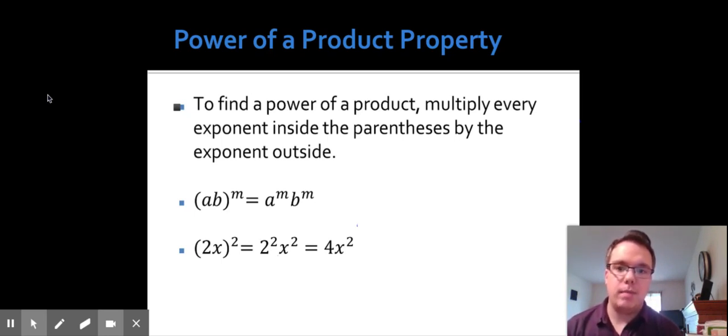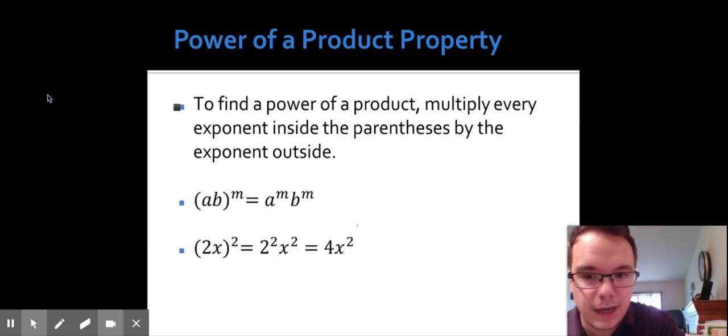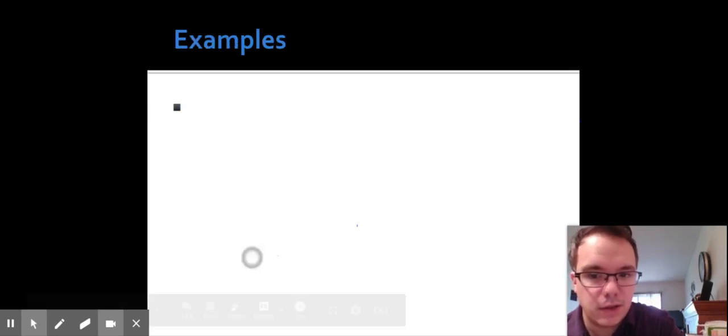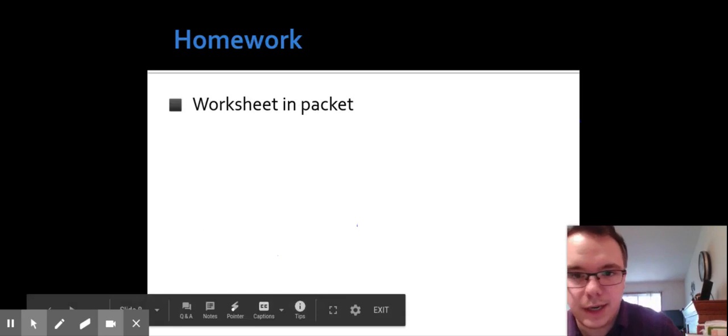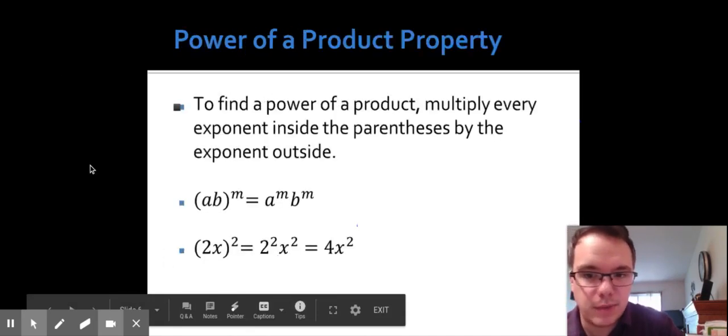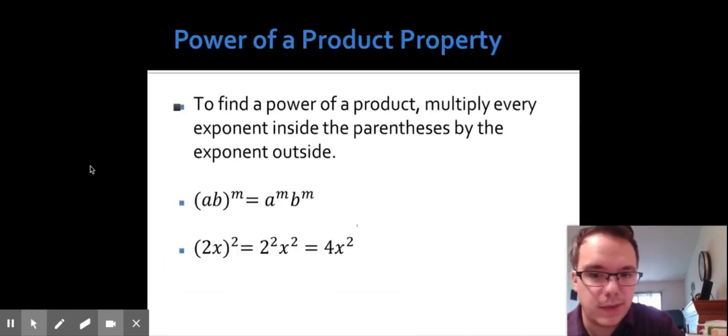So if I had 2x and I squared it, yesterday I would have gone 2x times 2x, and then counted the 2s and the x's to get 2 squared times x squared. Today, all we have to do is take that exponent outside and multiply it by every exponent inside. These both have hidden ones. So I get 2 times 1 is 2, and 2 times 1 is also 2. So 2 squared is 4, and I would get 4x squared.